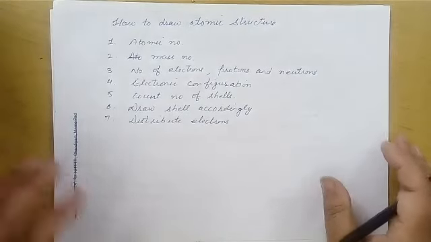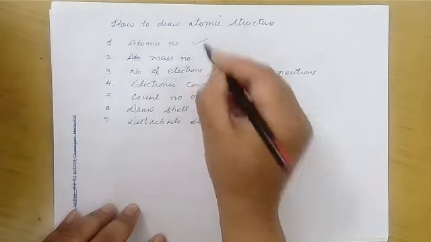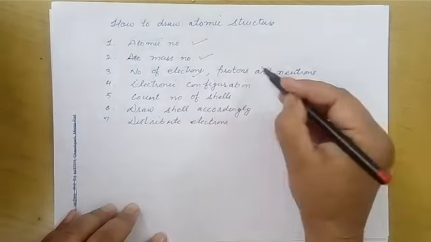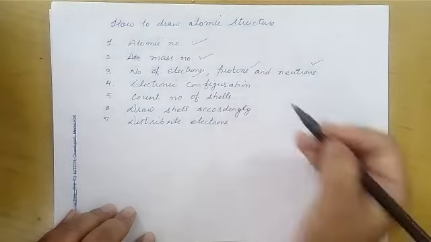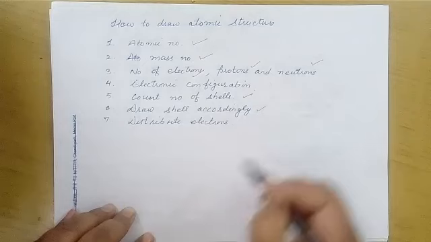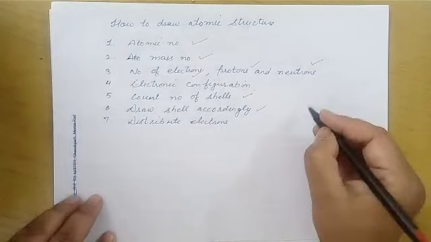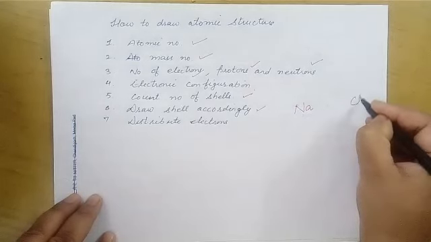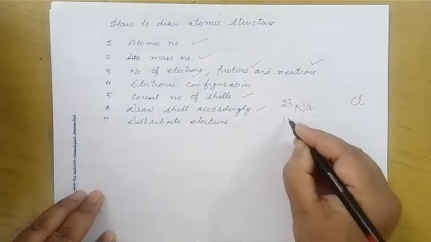Now, how to draw the atomic structure of an atom of an element? For this, first of all, we should know the atomic number, then the mass number, then the number of electrons, protons and neutrons. Then we count the number of shells, and then we draw the shells accordingly and distribute the electrons. For example, let us take sodium and chlorine. Now sodium has mass number 23 and atomic number 11.